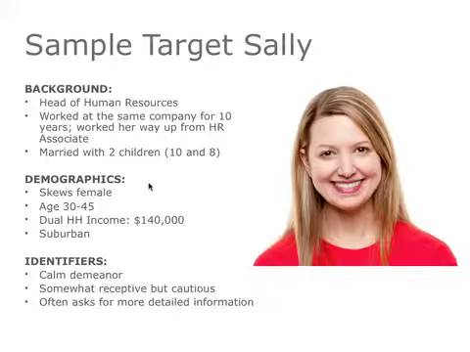Demographics. She's female, obviously. She's the one who is going to be doing the bulk, or wanting to do the bulk, of the work with this online business she wants to start. Her age range is between 30 and 45. Her dual household income with her and her spouse is $140,000, and she is suburban.